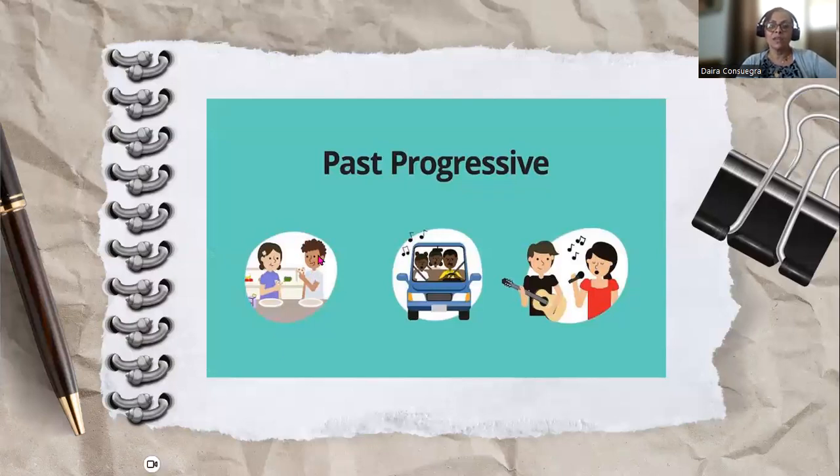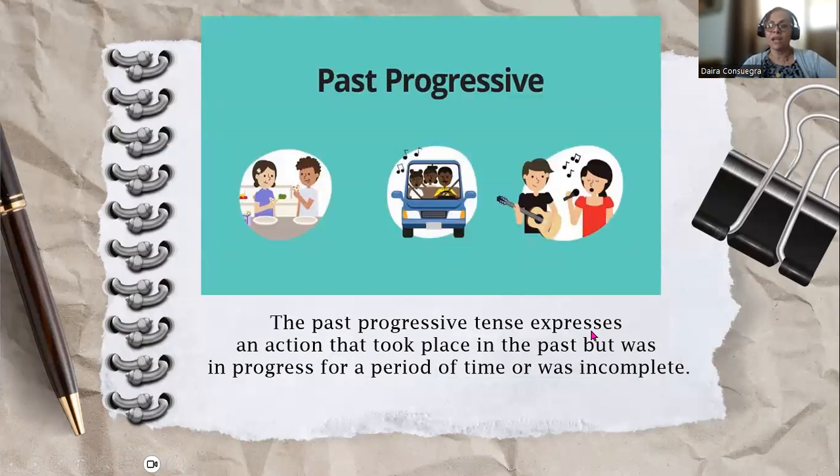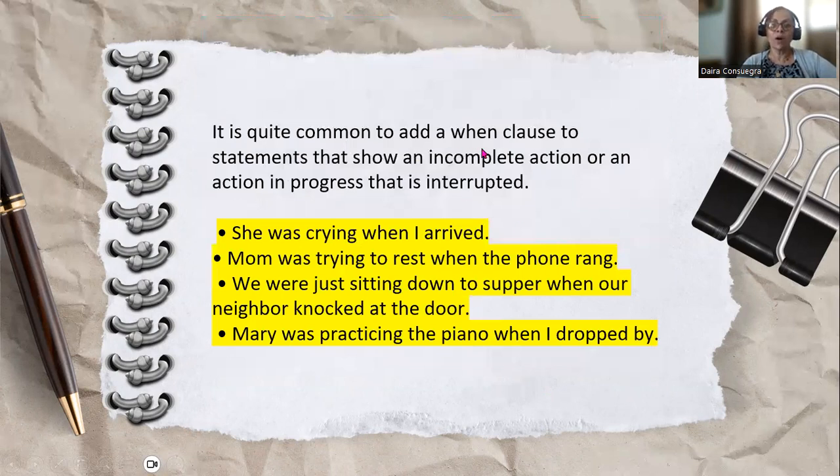In this case, we see that they were eating. They were singing. They were playing a song. So the past progressive tense expresses an action that took place in the past. It's already in the past, but was in progress for a period of time or was incomplete. It is quite common to add a when clause to statements that show an incomplete action or an action in progress that is interrupted. For example, she was crying when I arrived.